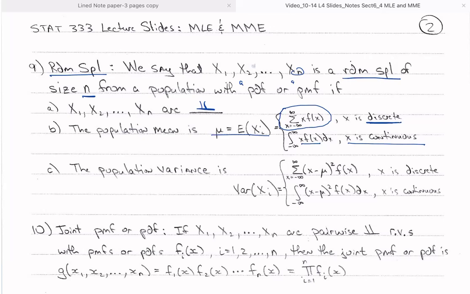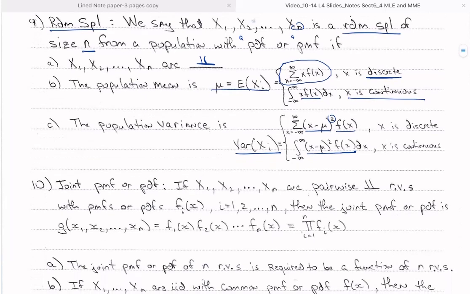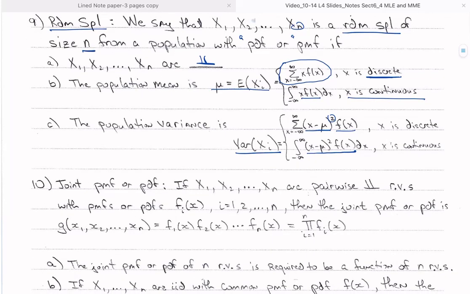And then the population variance is the variance of xi. And again, for the discrete, we have the sum of x minus mu, quantity squared, times f of x. And remember, there's a shortcut formula that we'll review here, I hope, soon. That's if x is discrete. If it's not discrete, then it's the same formula, x minus mu squared f of x, but dx, and it's an integral. Okay? That's for continuous. A joint PMF or PDF. If x1 to xn are pairwise independent random variables with PMFs or PDFs, f sub i of x.